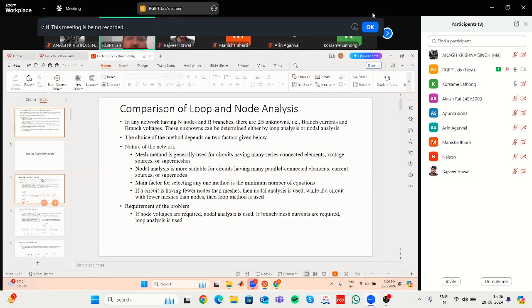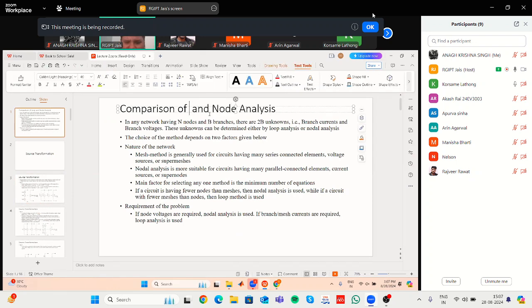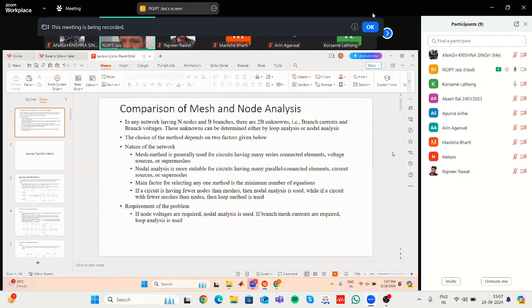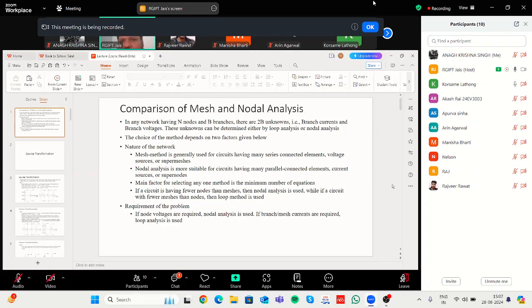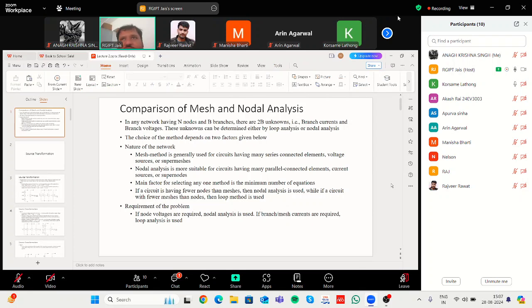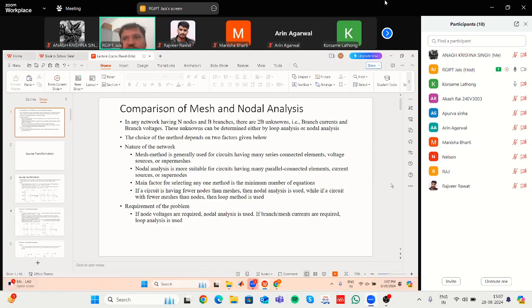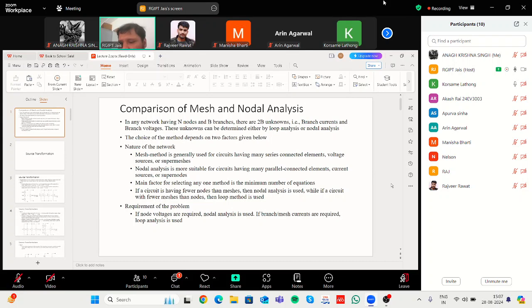Okay. So now we have done the mesh analysis, or you can write it as loop, let us write it as mesh. The main question that should come to your mind is when to apply mesh analysis and when to apply nodal analysis. So how to identify whether to apply mesh or nodal? The main aim is to simplify your calculation. You have to choose the method by which the calculation will be easier.